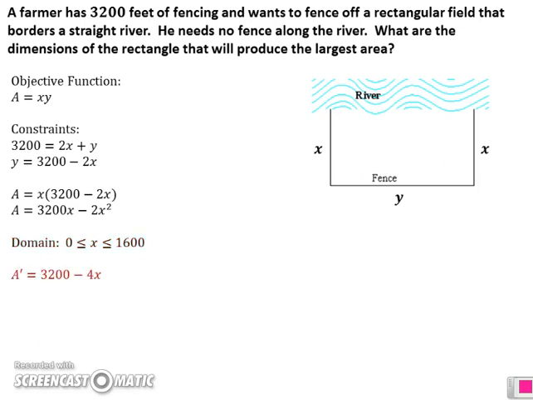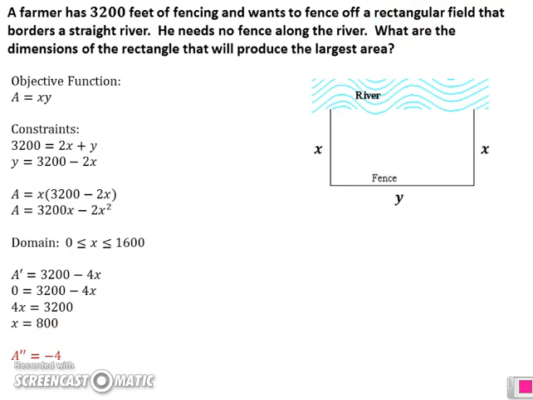Okay, so derivative, just 3,200 minus 4x. Set that equal to 0. Find the critical points. So add the 4x to the other side, divide by 4, and we get x equals 800. Perfect. It's like right in the middle of our domain. Not that that matters, but it's within the domain is what matters the most.